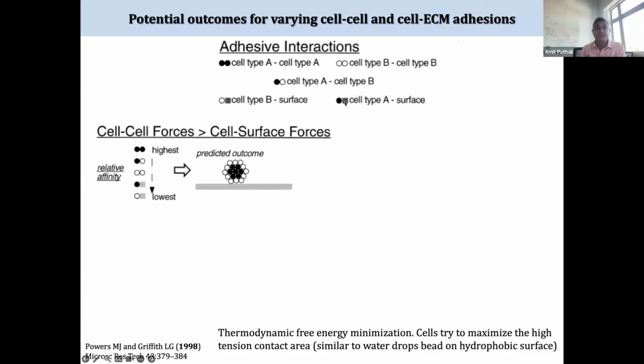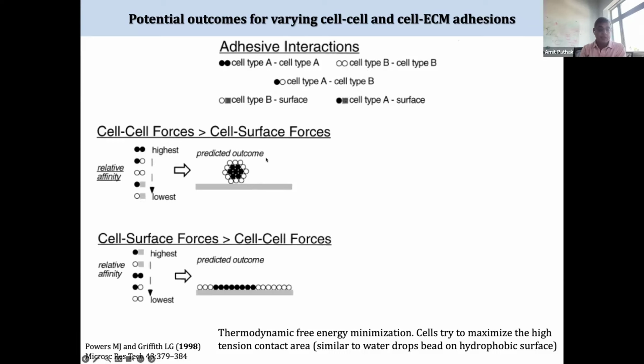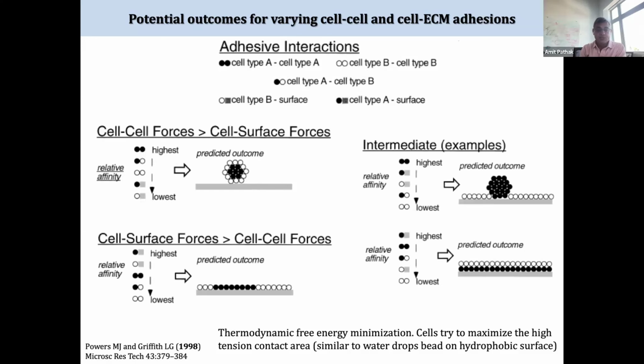So you have 5 types of adhesions with 2 cell types and a surface, and they will have their own rankings of affinities. If, let's say, cell type A likes each other the most, and cell type B likes the surface the least, you can rank it. This is the predicted outcome of what the final population is going to look like. And you can keep doing this. I'll share the slides with you, and you can look at it more carefully.